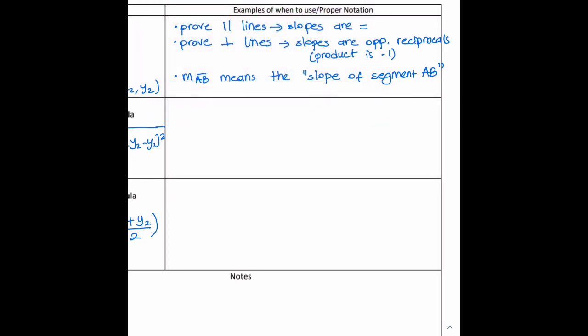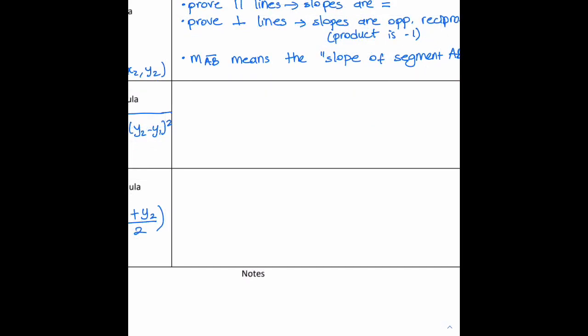Now let's look at the distance formula. We use the distance formula to find the length of any segment. But for horizontal or vertical segments, we just count how many units we have.